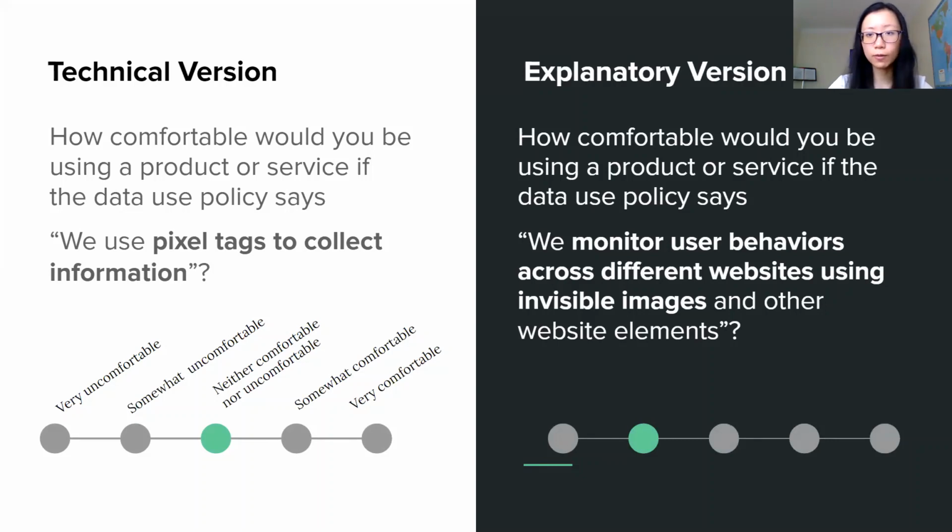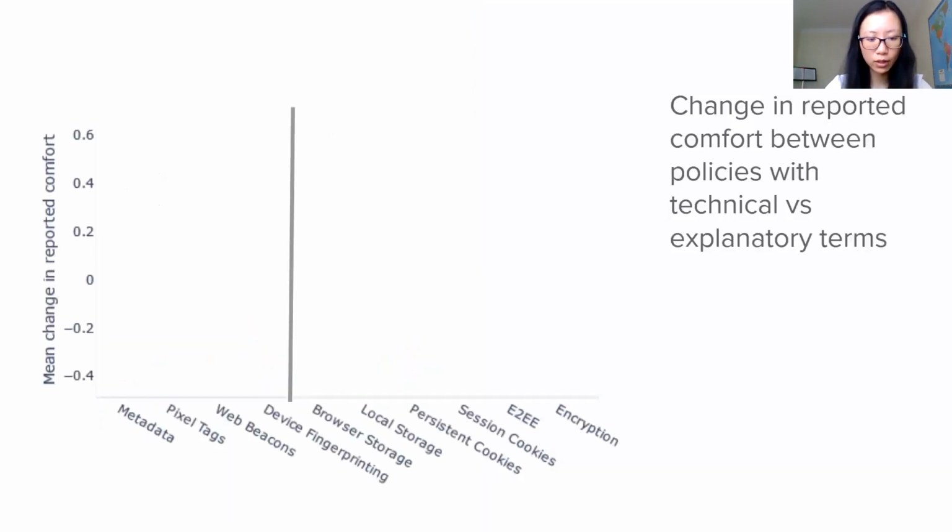And so for example, we could ask for a pixel tag, did comfort generally decrease when the term was explained versus when it wasn't? And then we could use our statistical test to see if there were general trends in changes in comfort between terms that were left in their technical version compared with their explanatory version. So we summed this up in a handy chart for you, right?